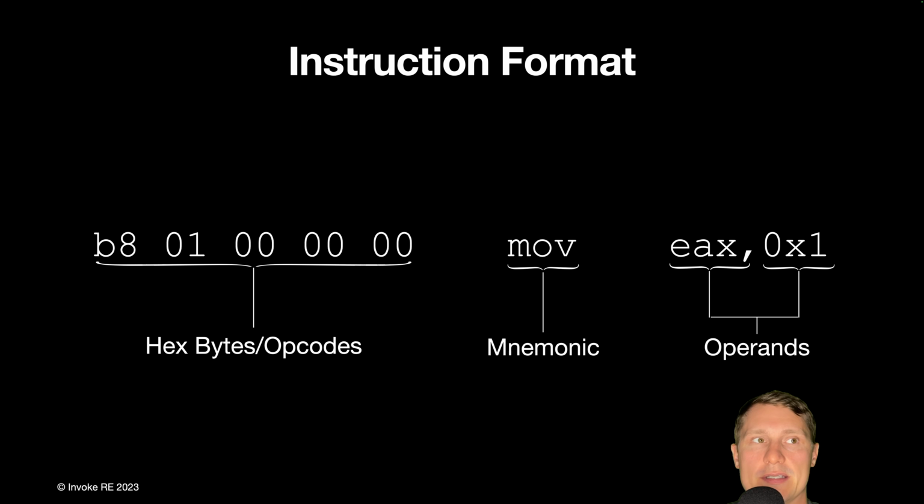In this case, this is the move mnemonic, which represents the move operation. This is followed by the operands used by the instruction. Operands are used right to left in the Intel instruction format. So in this case, the value 1 is being moved into the EAX register.